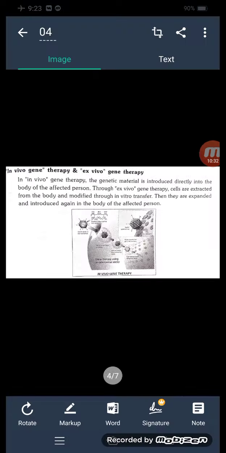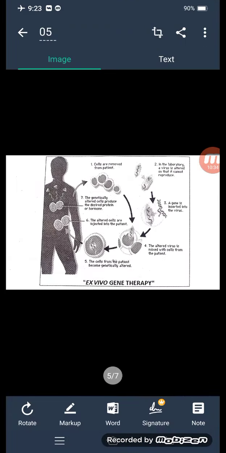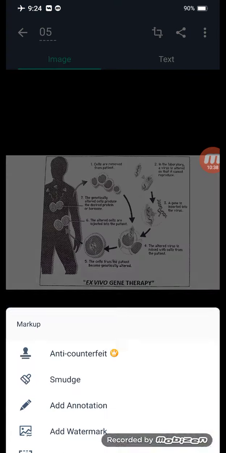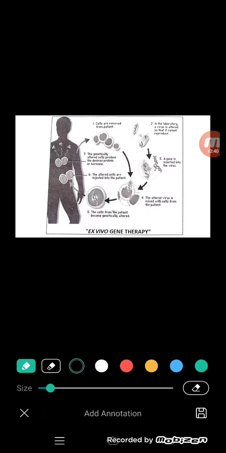So this is ex vivo. First of all, cells are collected from the body. Then, under laboratory conditions, new genes are introduced into the cells, and those cells are inserted back into the body. This outside process is known as ex vivo gene therapy. These two gene therapies are involved in the treatment of disease.